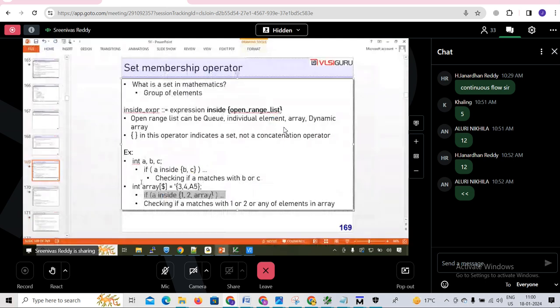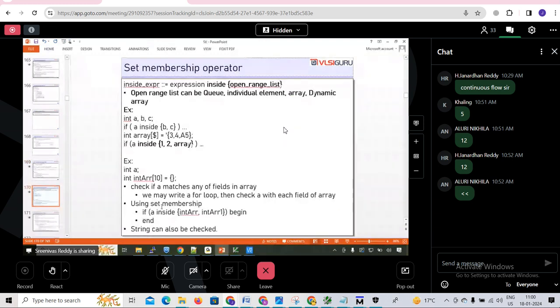Now, did you understand what the set membership operator is? Tell me, doesn't it make the coding easy? What takes more lines gets reduced. That is what SystemVerilog does most of the time. It reduces the complexity of the coding. Inside expression.